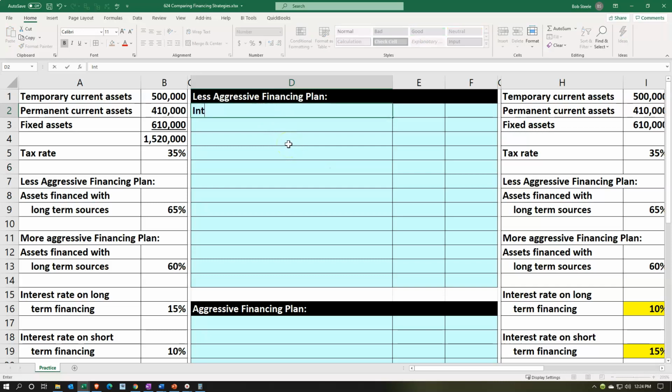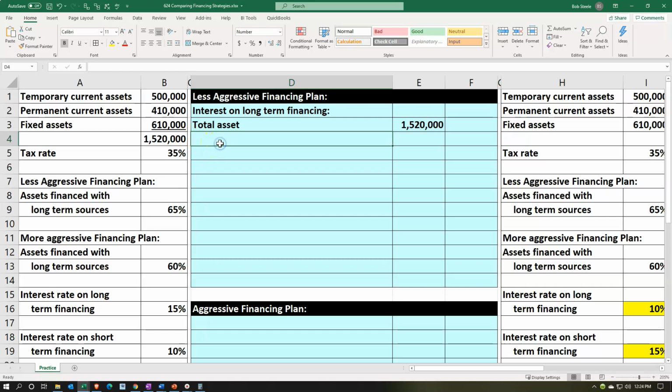We're going to have the interest on long-term financing, colon, and then I'm going to be picking up the total assets, which we just calculated, because we're going to take a percentage of the total assets. So I'm just going to sum all three of these up. I'm going to say this equals the sum of the temporary, the permanent, and the fixed, and that's going to give us, once again, our total of the 1520.